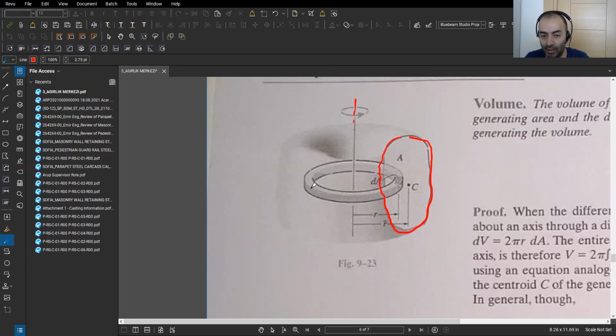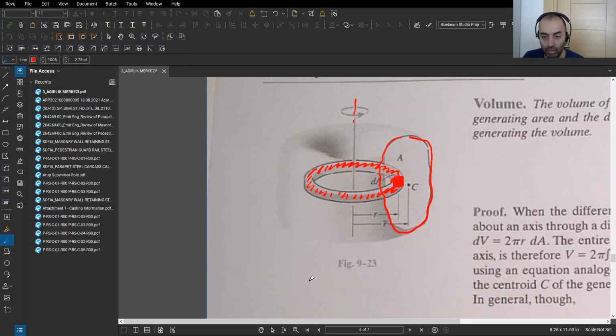Or let's have a look at this ring here. There is an area. Let's say this is a square. That's okay, no worries. If I rotate this square around this axis, I'm going to get this volume, because I'm rotating an area. When I rotate a wire or line, I'm going to get an area. If I rotate an area, I'm going to get a volume. So what is the volume of this new shape? That's the question.